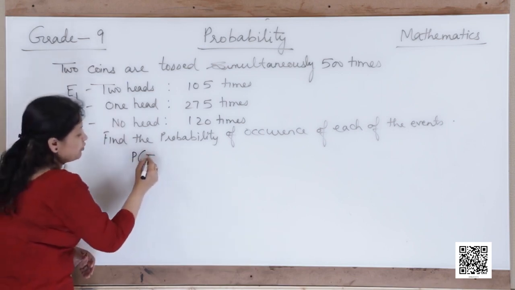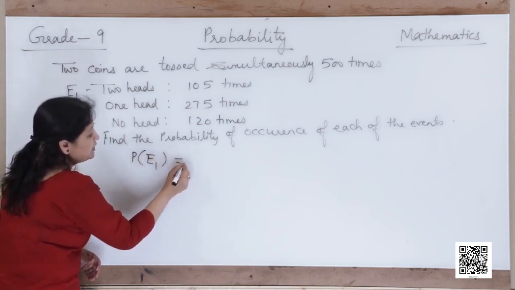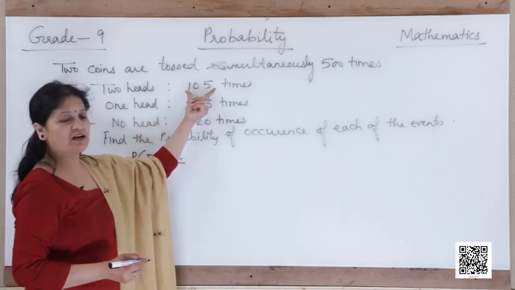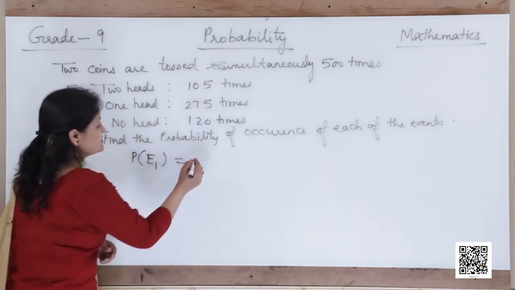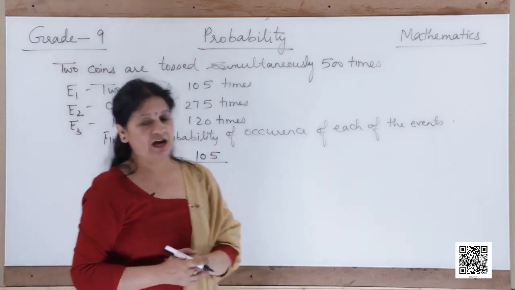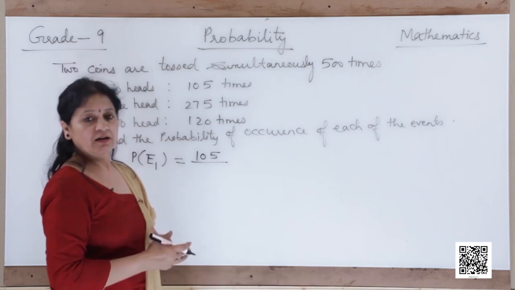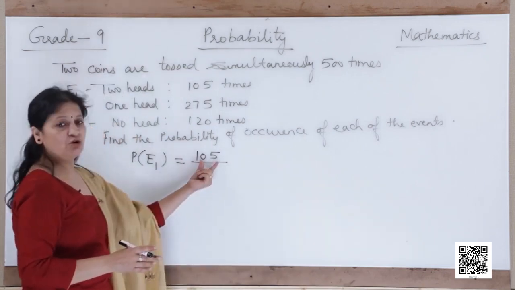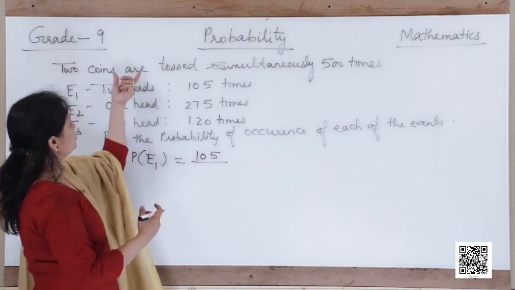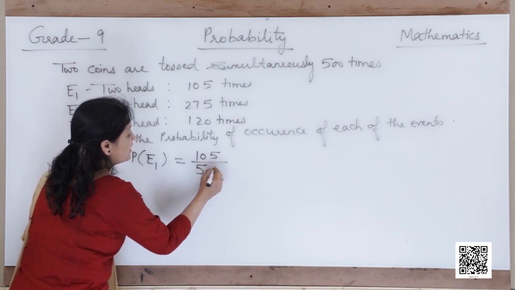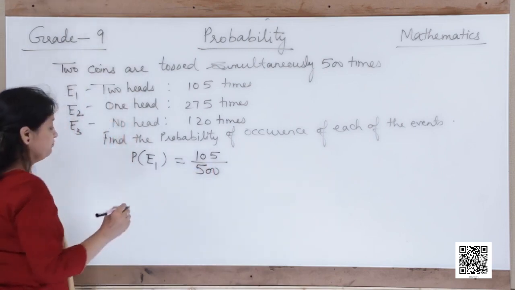So it will be easier to write down. Probability of E1. E1 means two heads. So how many times two heads occurs? It is 105 times. What is the formula? Number of times the event occurred upon the total number of trials. So 105 upon total. How much is the total? 500 times. So it is 105 upon 500.